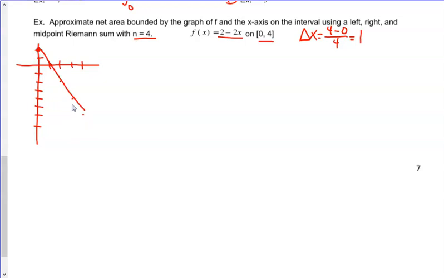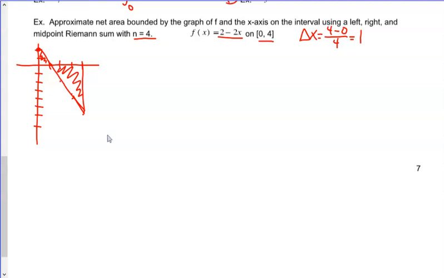Now notice that if I'm going to bind that with the x-axis, that means I'm looking at this area and I'm looking at this area, but there are some of those that are going to be negative, so please make sure that you remember that.